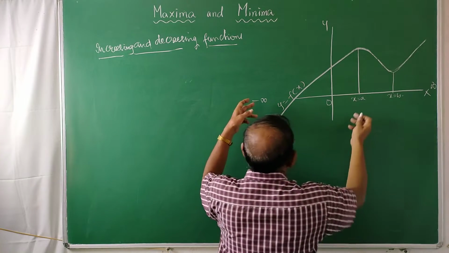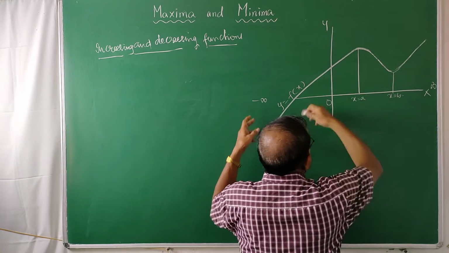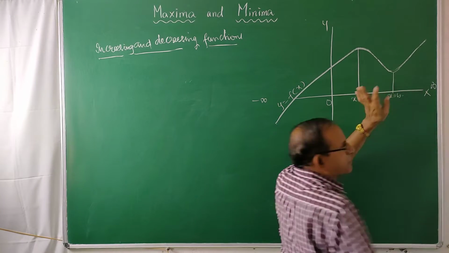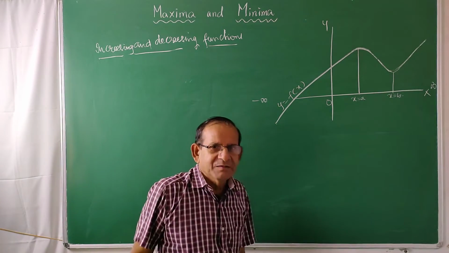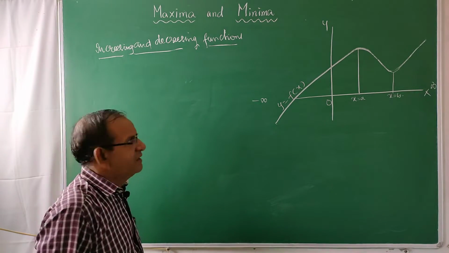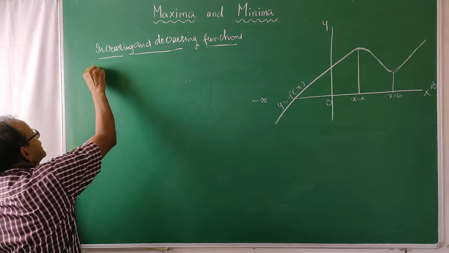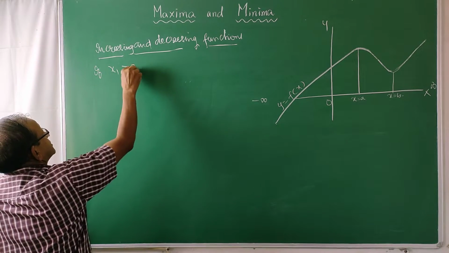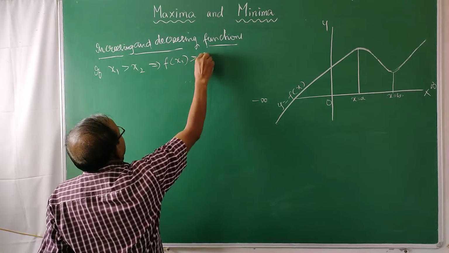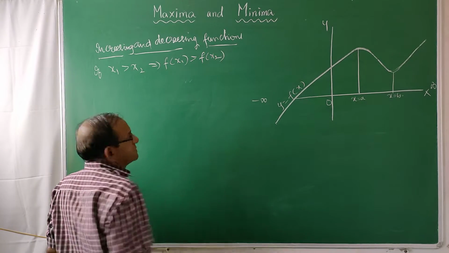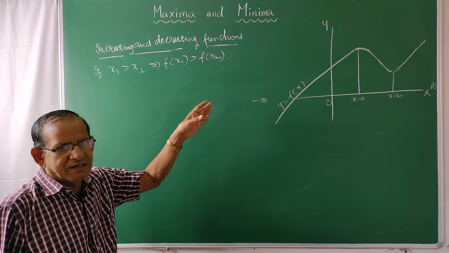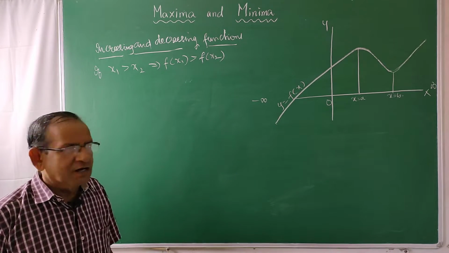Now, in this interval from minus infinity to a it is increasing, between a and b it is decreasing, after b up to infinity it is increasing. Then how to define an increasing function? If x1 greater than x2 implies f of x1 greater than f of x2, that means if x increases f(x) also must increase, then we say that the function is increasing in that interval.